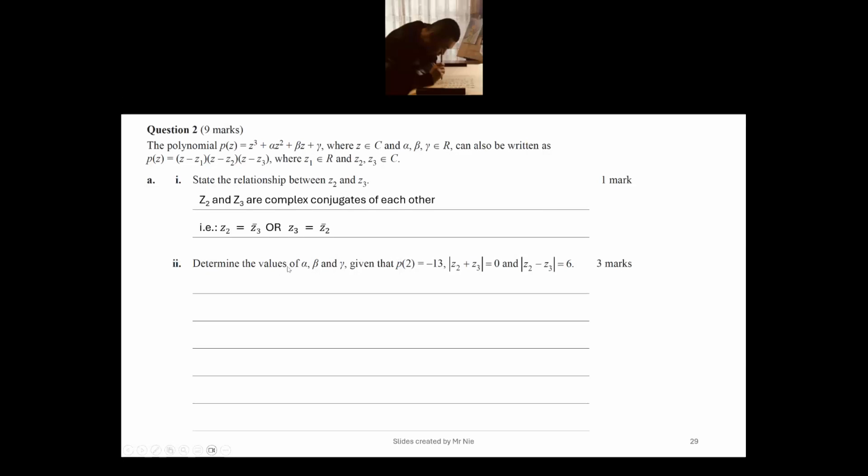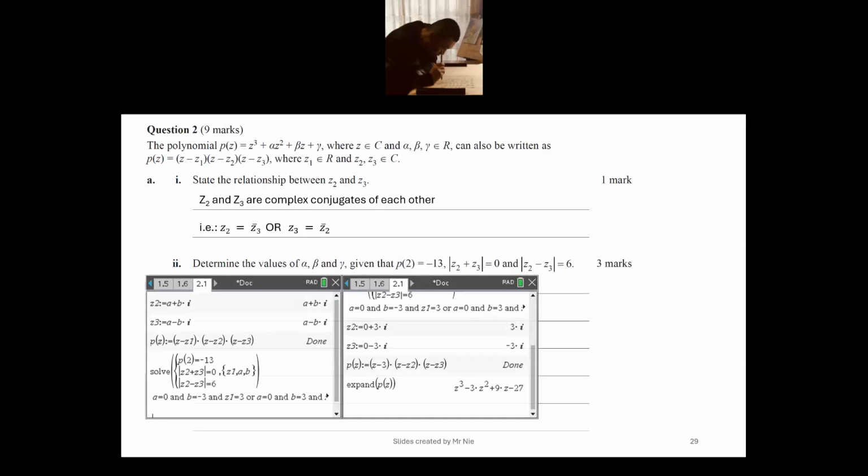The next part, we need to determine the values of alpha, beta, and gamma using the three given conditions. So let's assume z2 and z3 are complex numbers with non-zero imaginary parts. Then we can define z2 as a plus bi and z3 as a minus bi. The next thing is we will define p of z as z minus z1, z minus z2, and z minus z3. And we can solve three simultaneous equations using the three given conditions.